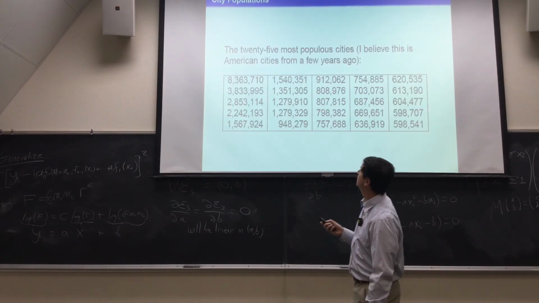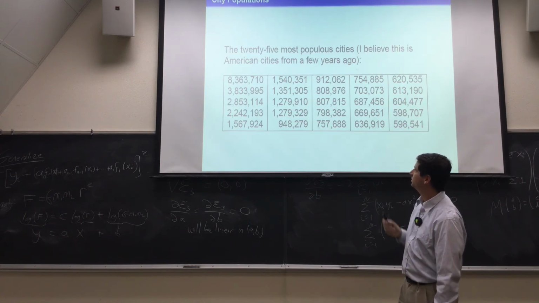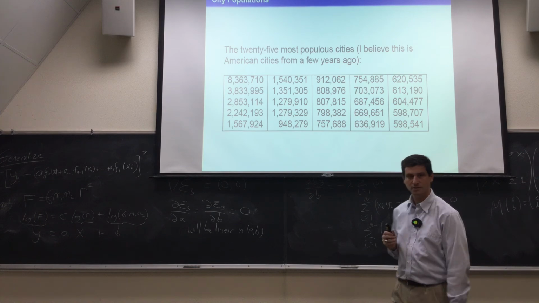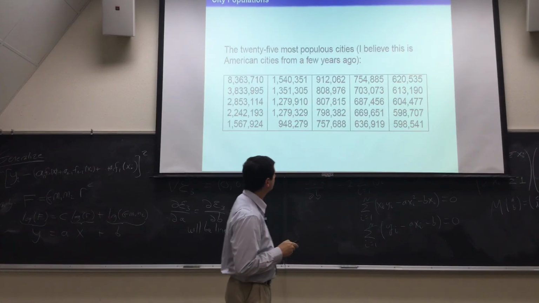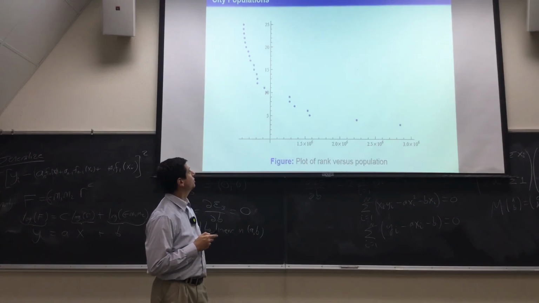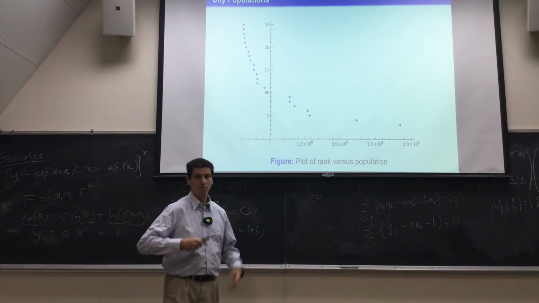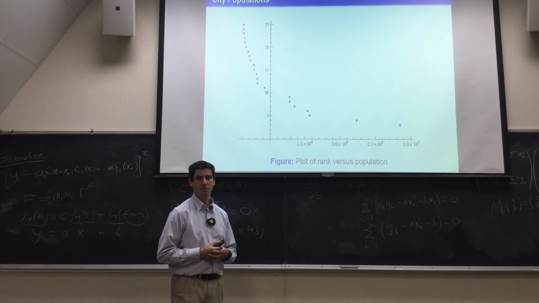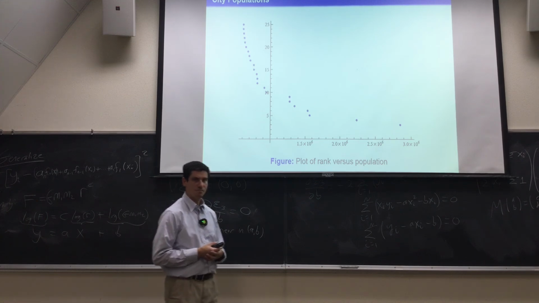So here is Zipf's law. So here are the 25 most populous cities from a couple of years ago. Bunch of values. And I'm plotting the rank of the city versus its population. Which city is the most populous, second most populous, third most populous. Can anybody give me the functional form of that curve?